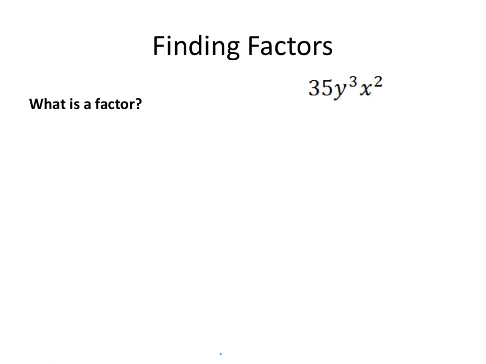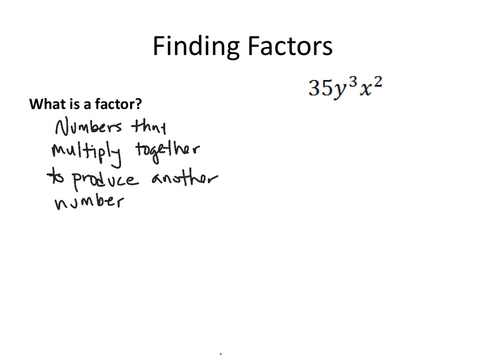Now the last skill that we're going to look at is finding factors. The first thing that we have to understand is what a factor is. Factors are basically numbers that multiply together to produce another number. So the idea is that we're looking for pieces of multiplication, and that's really what factors come down to.